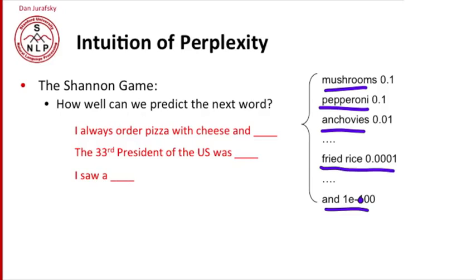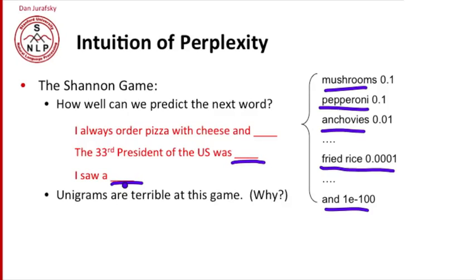So take a sentence like the 33rd president of the U.S., we know the next word is very likely to be JFK or John or Kennedy or some word like that. So this is a pretty predictable case. Here we have, I saw, where anything could come next. So in some cases we're going to be much better at predicting the next word, in some cases very much worse, but a good language model on average should do better than a bad language model. Now it turns out that unigrams are very bad at this game. And if you think for a second, you'll realize why.